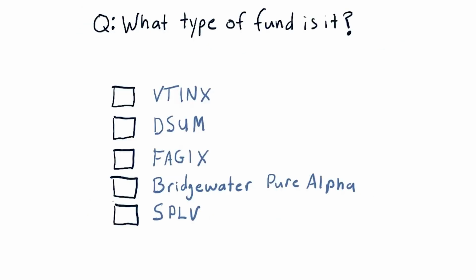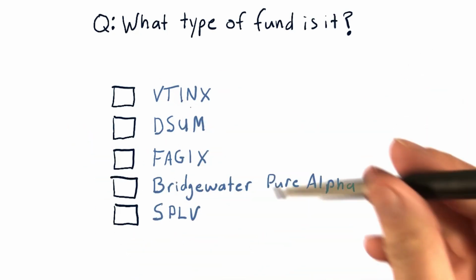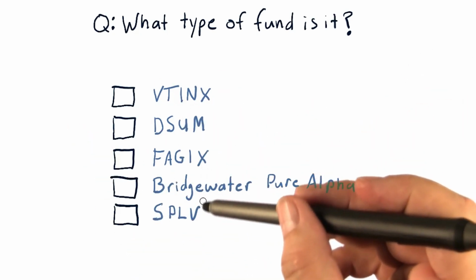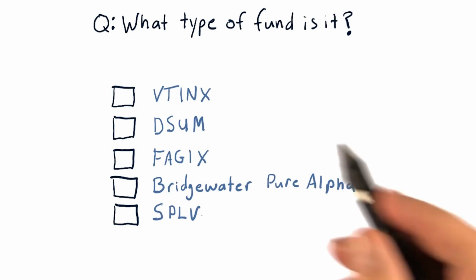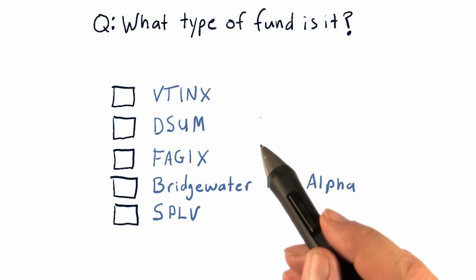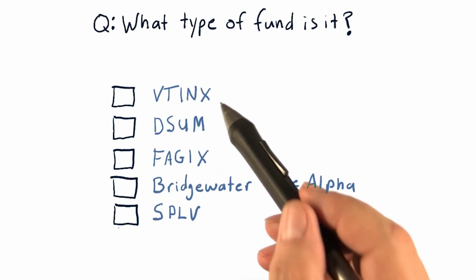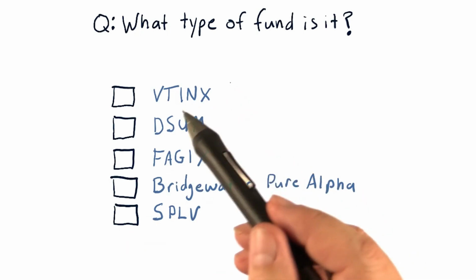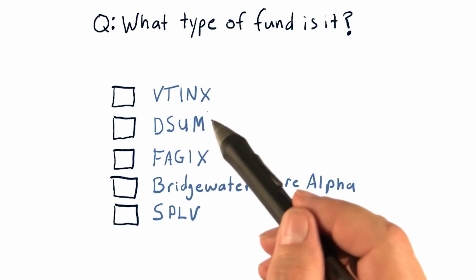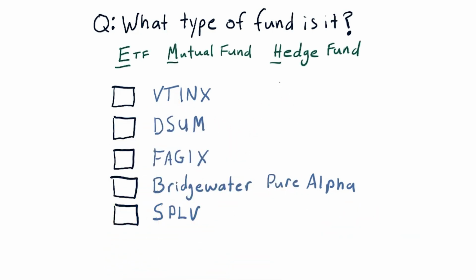I want you to fire up your web browser and do a little bit of research. Take a look at either Yahoo Finance or Google Finance, and you'll find the answer to this question. I want you to look at each of these 5 funds and determine, is it an ETF, a mutual fund, or a hedge fund? And fill in the text in each of these little boxes with an E if it's an ETF, an M if it's a mutual fund, and an H if it's a hedge fund. Again, E, M, or H.